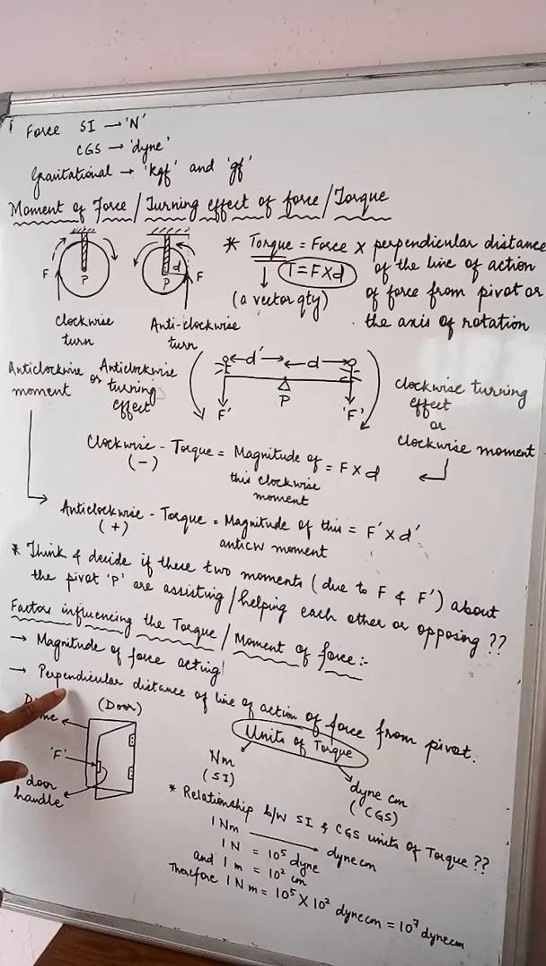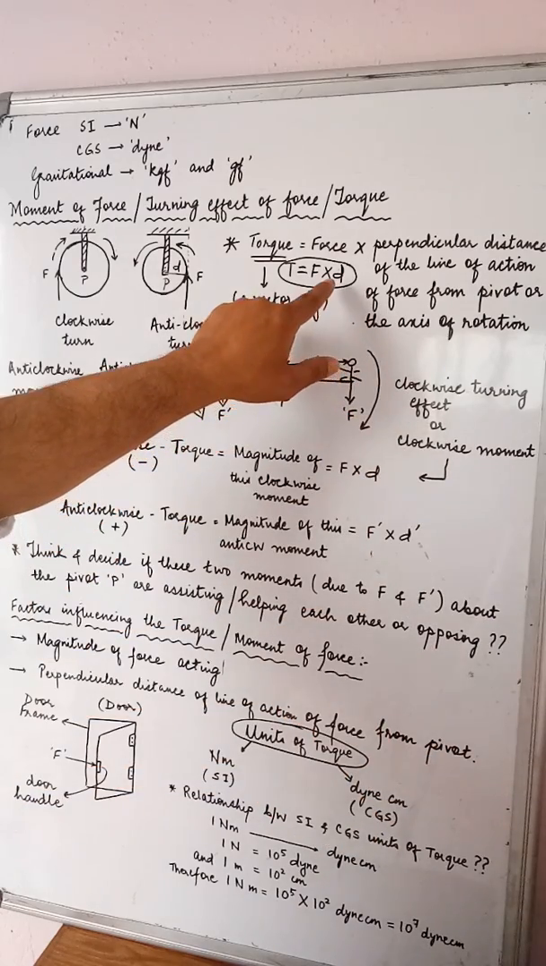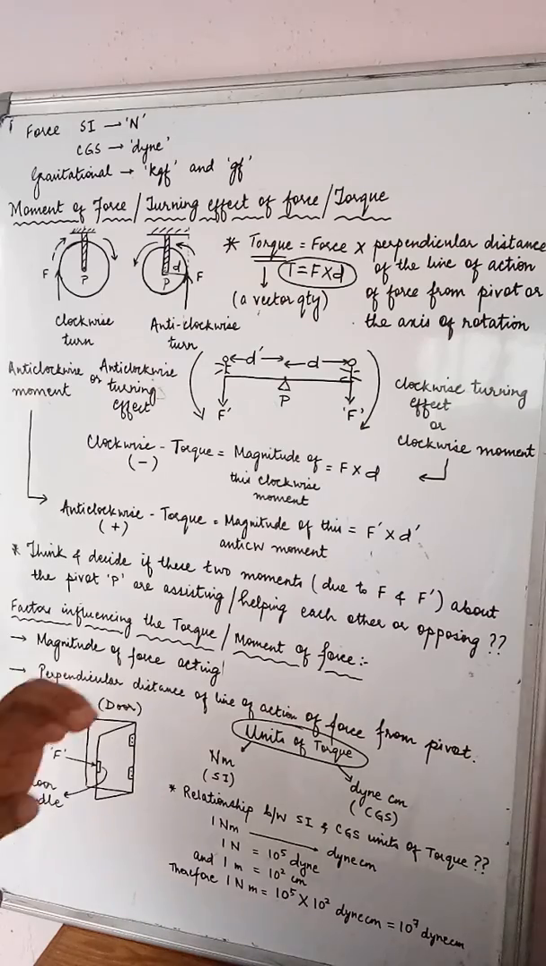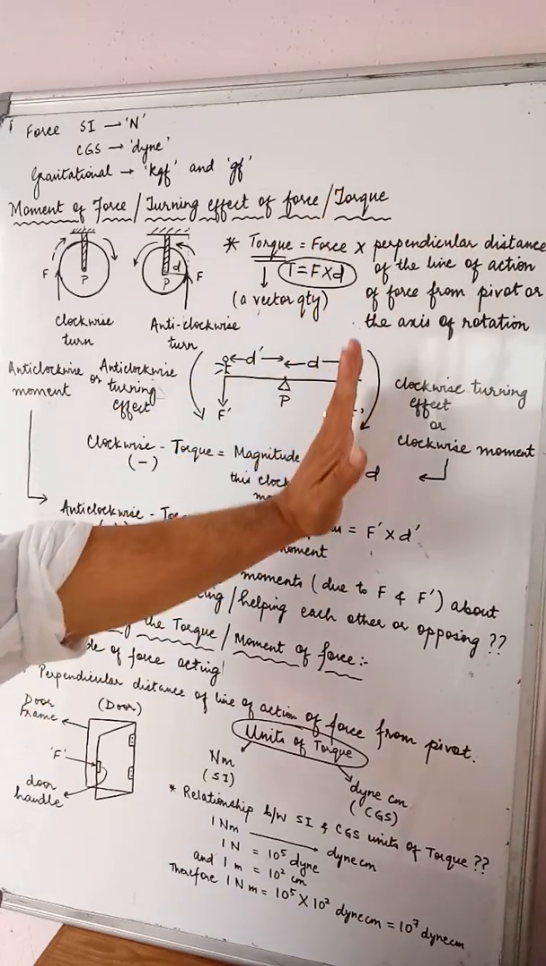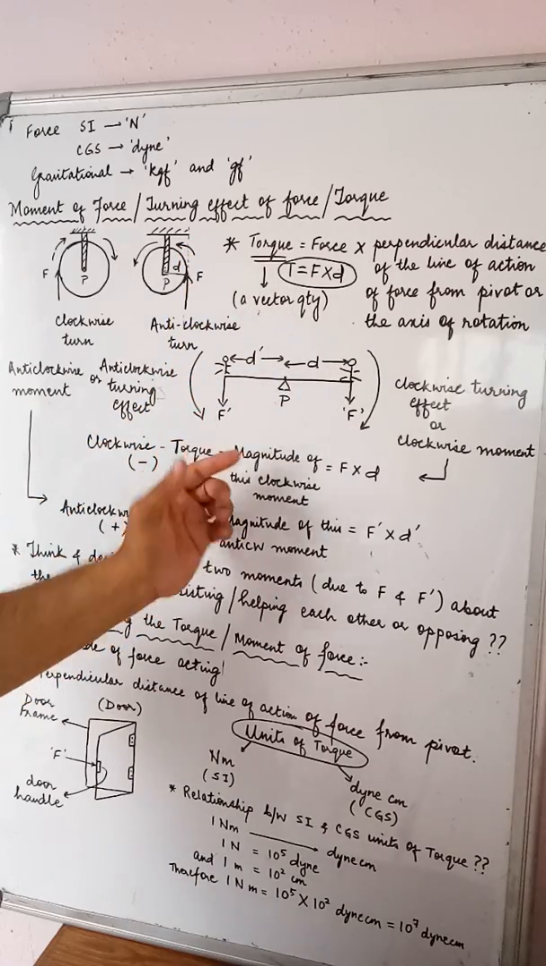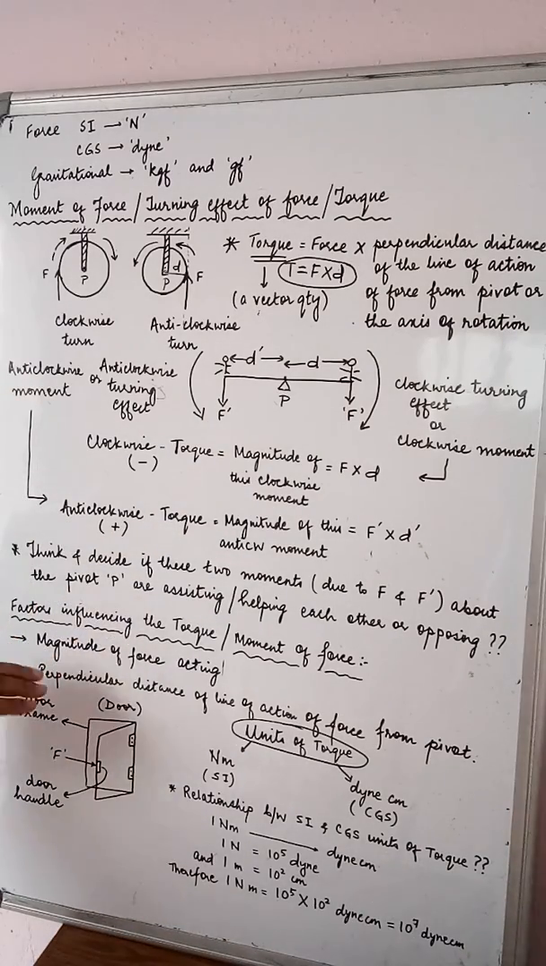Okay. The second factor that influences is perpendicular distance of the line of action of force from the pivot. So obviously from the formula you can have a look. This D is the perpendicular distance of the line of action of force from the pivot. So this distance. Similarly, line of action of force and the pivot, this distance. Okay. So these are the two factors. You increase these two values, the overall torque increases. You reduce these two values, the overall torque decreases.